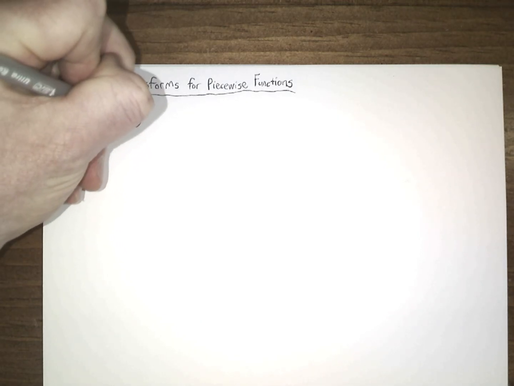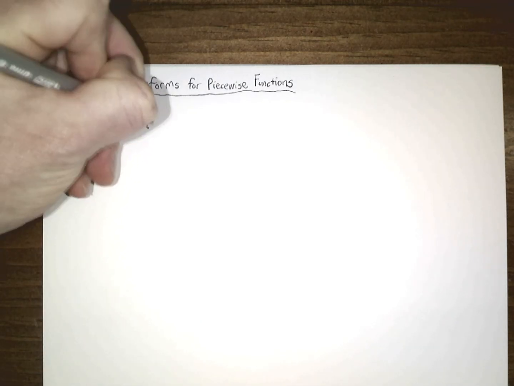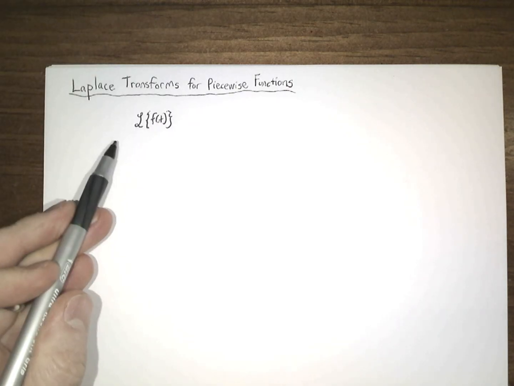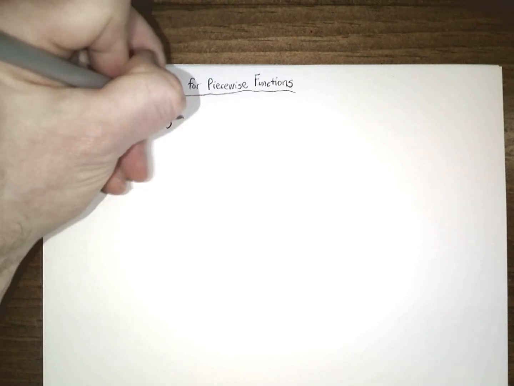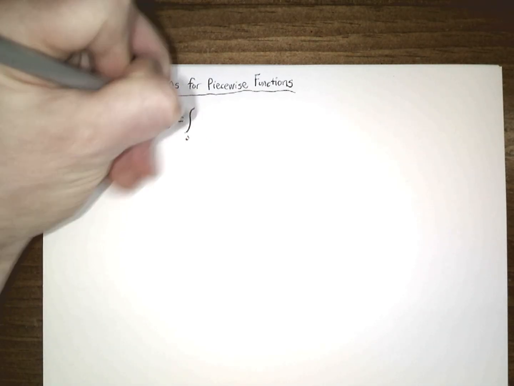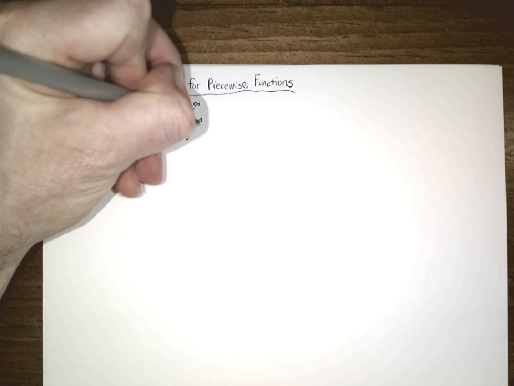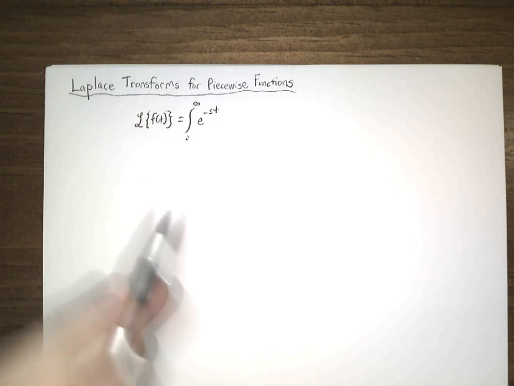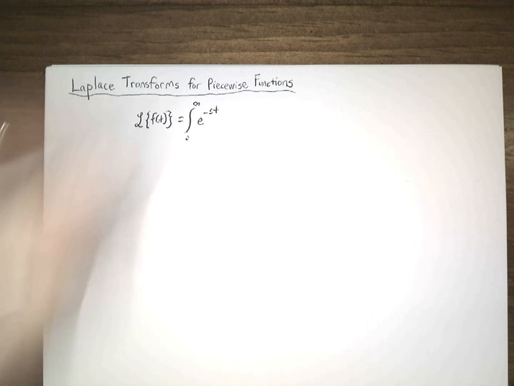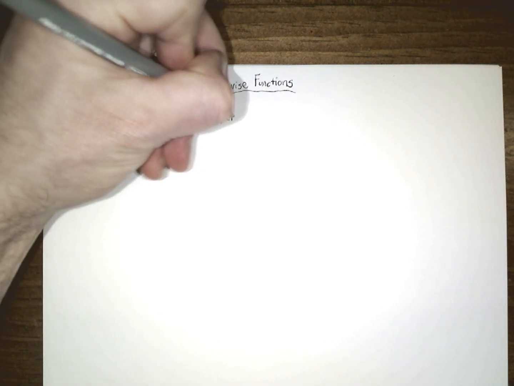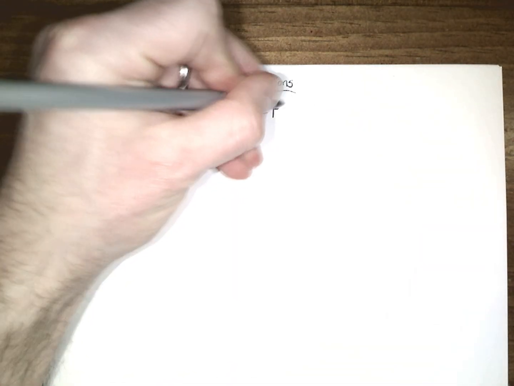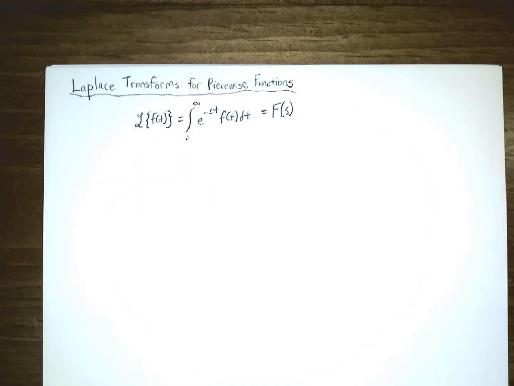If we recall, the Laplace transform takes some function f of t. We like to symbolize it with this curly L and curly brackets. We define that as the integral from 0 to infinity of e to the negative st, where s is this new variable we're going to transform our function into, times the function itself, dt. So we can also write this as some big F, usually with s.